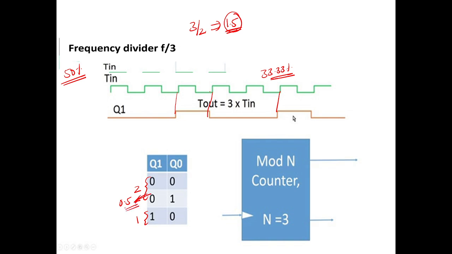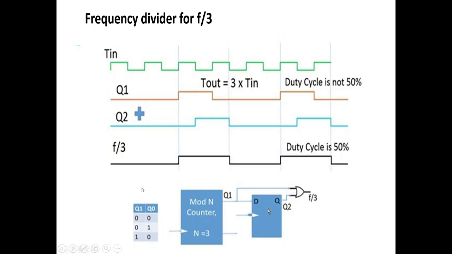Okay. So for this, what you are using means you are using a negative edge triggered D flip flop. Negative edge triggered D flip flop. Okay. So when you use a negative edge triggered D flip flop, and this is the output of the mod 3 counter, and this is the output of the negative edge triggered D flip flop. This is given to an OR gate, then you will get the F by 3 circuit with 50% duty cycle. 50% duty cycle. Okay.